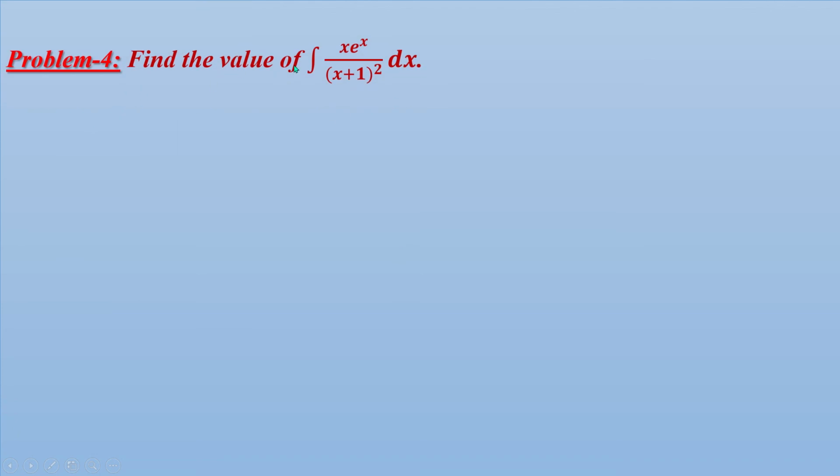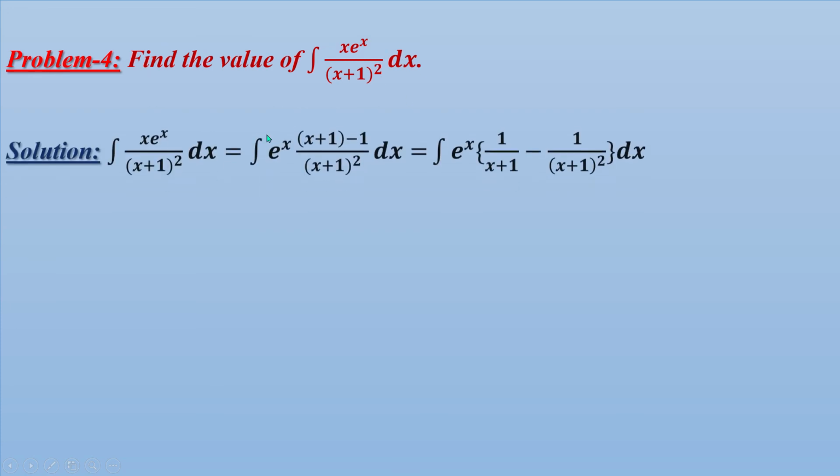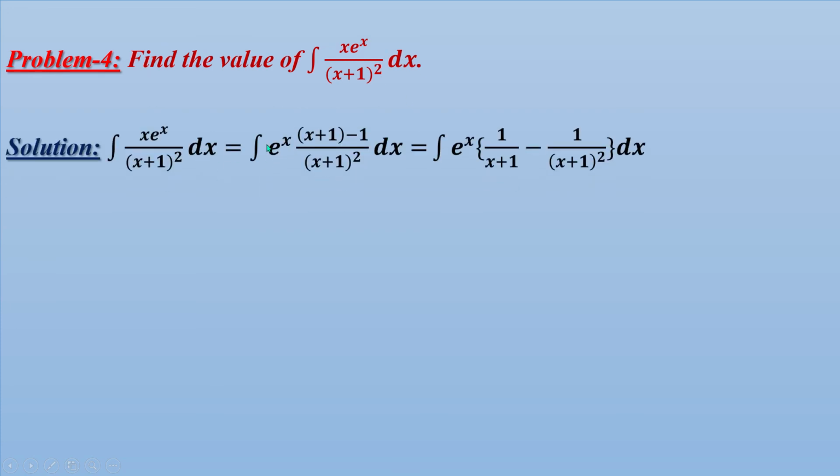Problem 4. Find the value of x e to the power x divided by x plus 1 whole square dx. This equals, we can write e to the power x, x plus 1 minus 1 by x plus 1 whole square dx, equal to integration of e to the power x, that means this by this minus this by this, so this part will be 1 by x plus 1 minus 1 by x plus 1 whole square into dx.